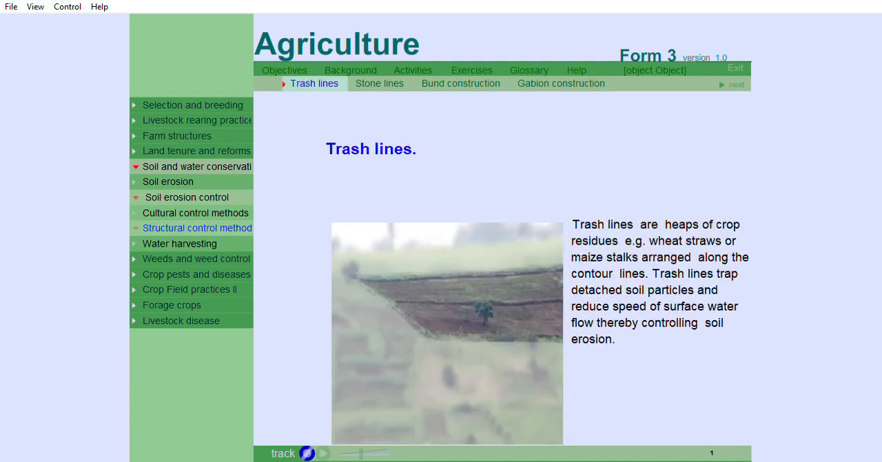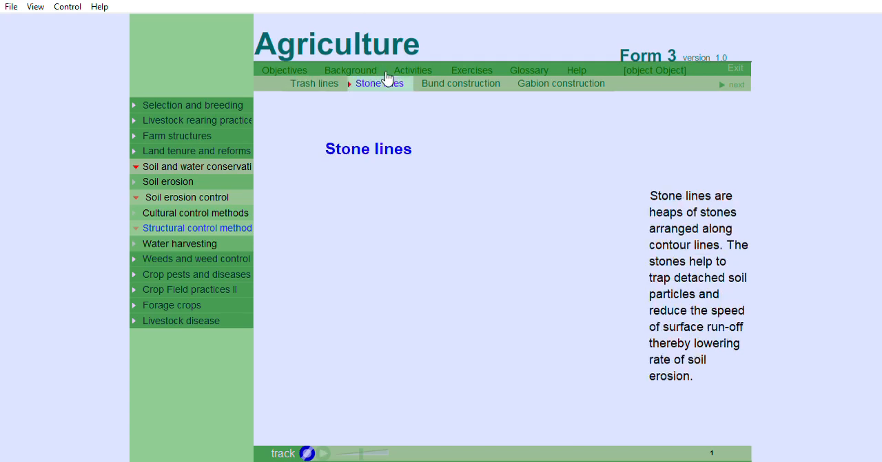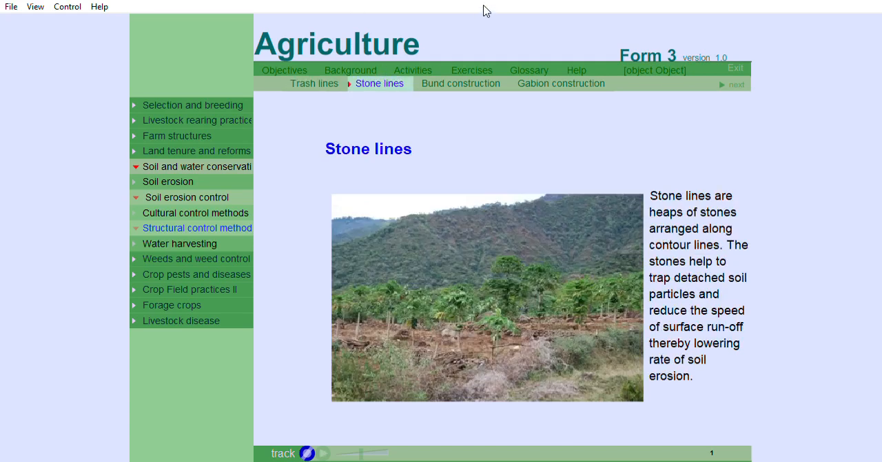Trash lines. Trash lines are heaps of crop residues, for example, wheat straws or maize stalks, arranged along the contour lines. Trash lines trap detached soil particles and reduce the speed of surface water flow, thereby controlling soil erosion. Stone lines. Stone lines are heaps of stones arranged along contour lines. The stones help to trap detached soil particles and reduce the speed of surface runoff, thereby lowering the rate of soil erosion.